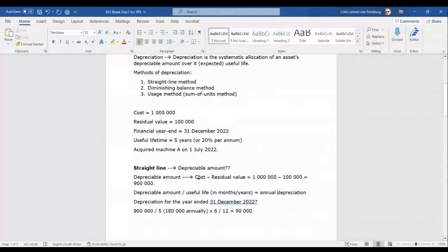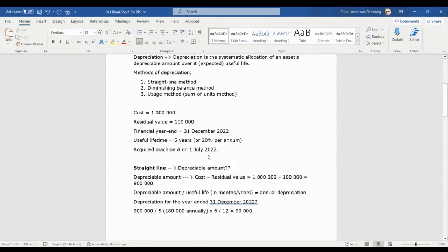That gives us our annual depreciation. But if we had not had that asset, machine A, available for use for a full financial year, then we'll have to go and apportion it, right? So now let's see what our depreciation is for the year ended the 31st of December 2022, in other words, the year during which we acquired it. And also bear in mind, we acquired it on the 1st of July 2022.